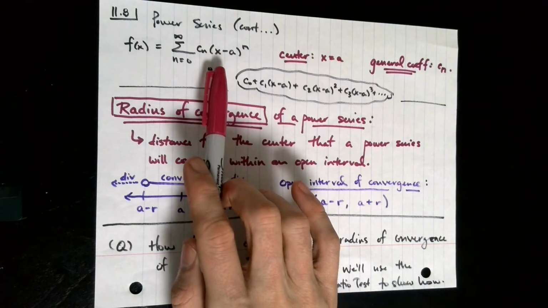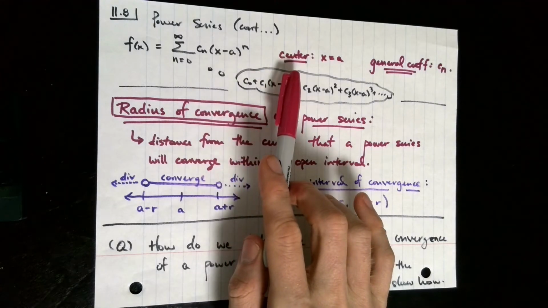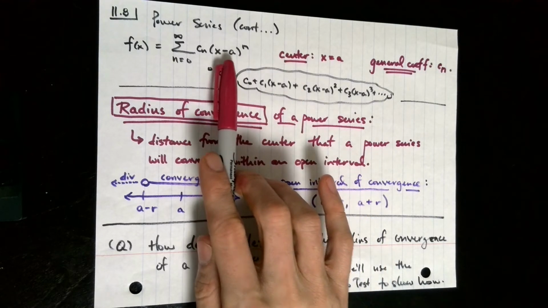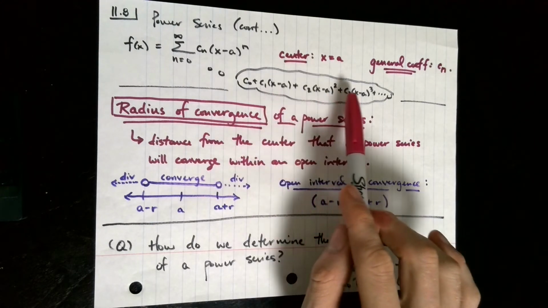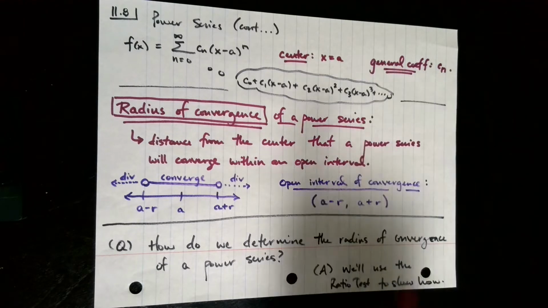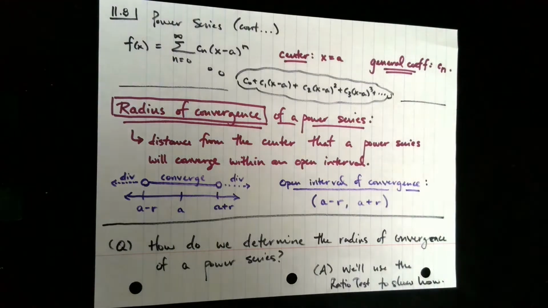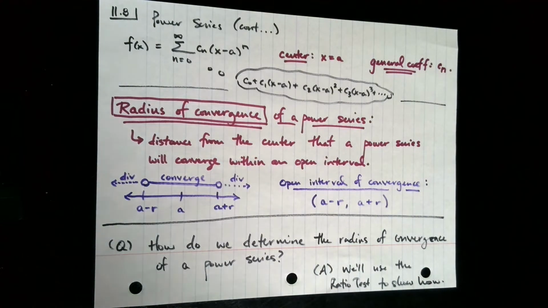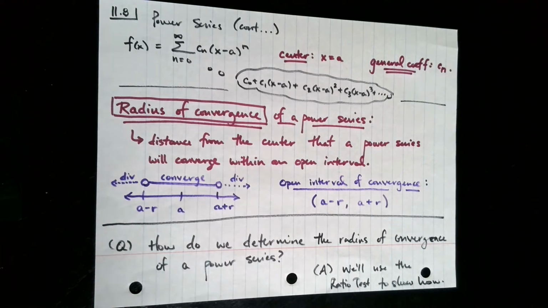Now, for a power series of this form, what we learned last time was how to identify the center of the polynomial. Here, the center would be x equals a, because if you plug in x equals a, that would wipe out all of the terms of degree 1 and higher. And the general coefficient is just the phrasing of the coefficient that lies in front of the (x - a)^n. So in this case, the general coefficient would just be Cn, whatever that happens to be.